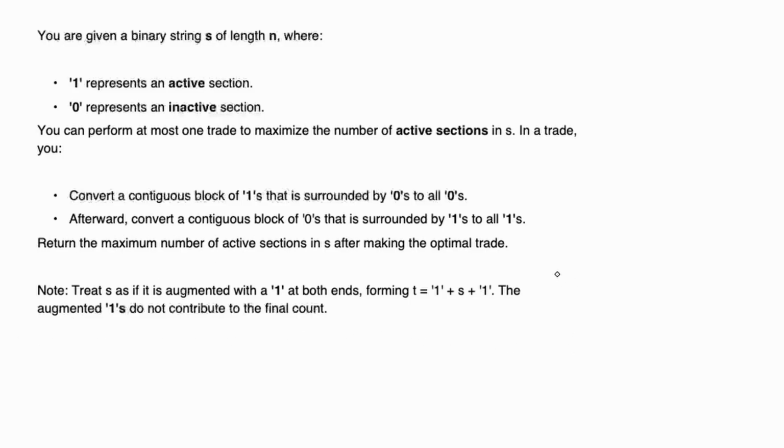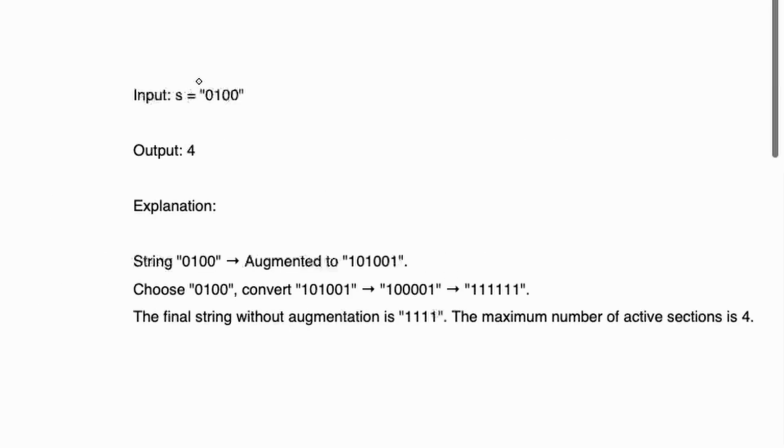One interesting thing here is this note at the end. I think a lot of people may have skipped over this, but the note says we want to treat s as if it is augmented with a 1 at both ends. So the string we should be working with takes a 1 in the beginning, puts s in the middle, and then a 1 at the end. But these 1s will not contribute to our final count, and you'll see how we handle this in the problem.